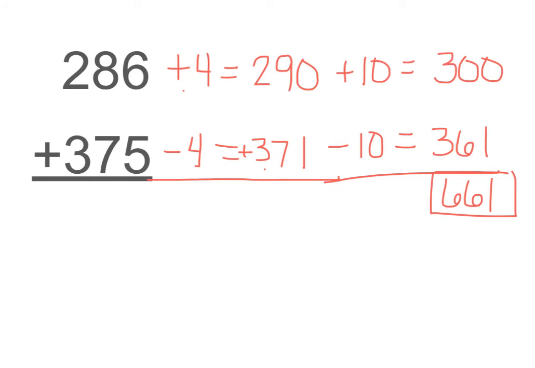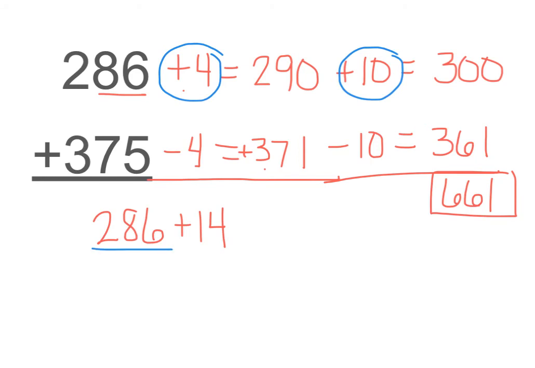661. Now notice, if I would have come down here, 86's partner is 14, which you'll notice is a plus 4 and a plus 10. So I could have done it in one step. But if you don't know your partners, just double compensate. You'll get the right answer.